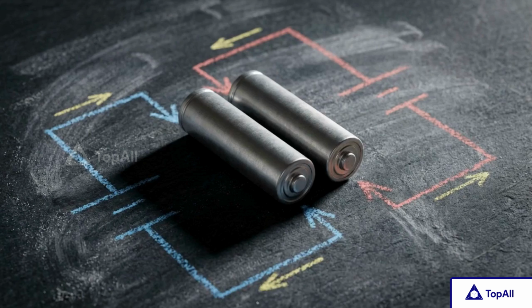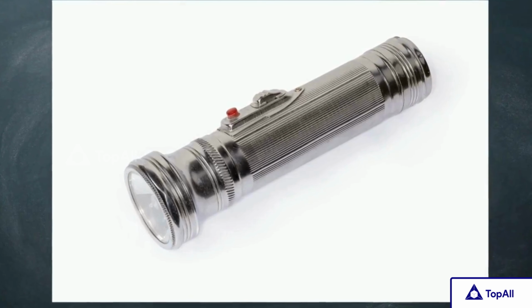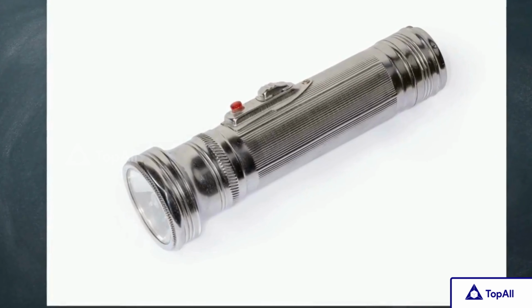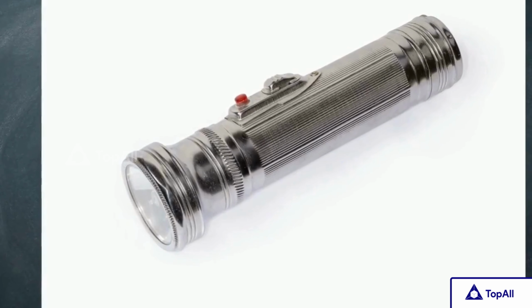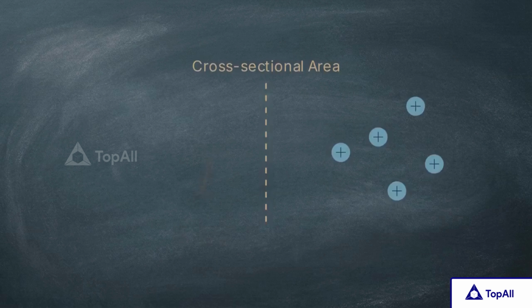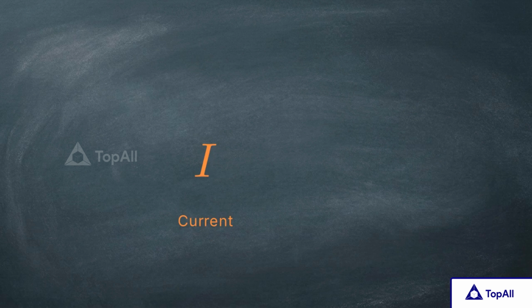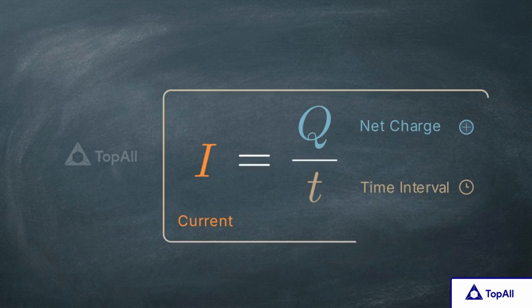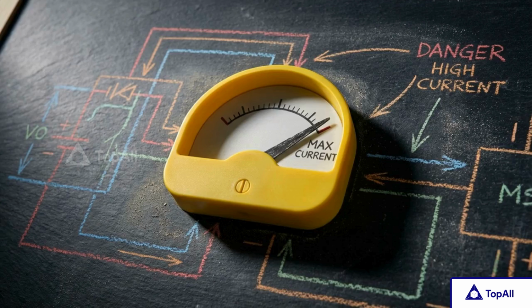Everyday battery-operated devices require this predictable delivery. A standard torch relies on a steady flow of electrons moving through a closed loop to keep the bulb continuously illuminated. We quantify this flow mathematically. Current, represented by the letter I, is the net amount of charge flowing across a specific area divided by a given time interval. We measure this rate in amperes.